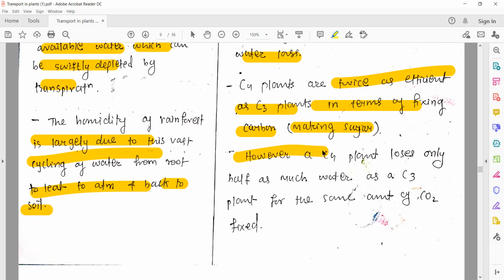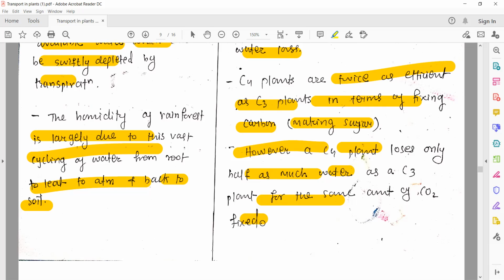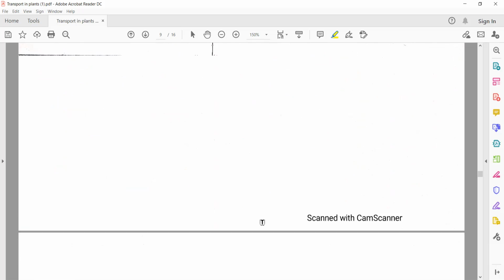However, a C4 plant loses only half as much water as C3 plants for the same amount of CO2 fixed. That means the same amount of CO2 gets fixed in a C4 plant as in a C3 plant, but the water loss is higher in C3 plants, and in C4 plants it is only half as compared to C3 plants. Okay, this is the meaning of this statement.